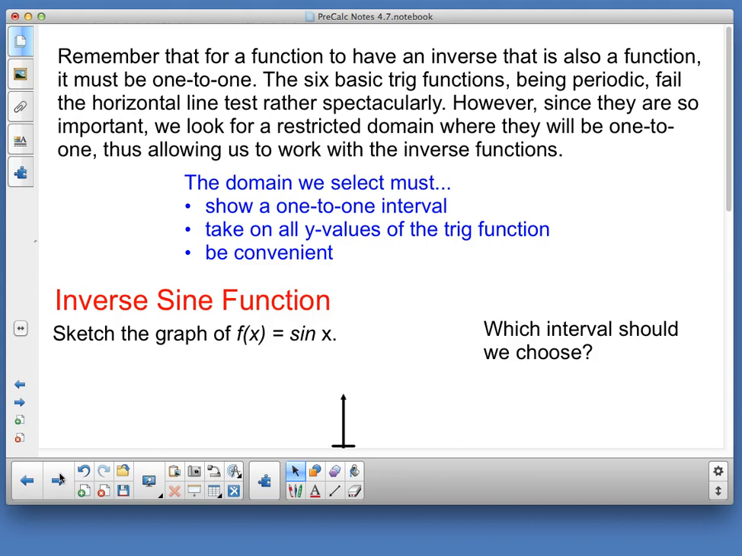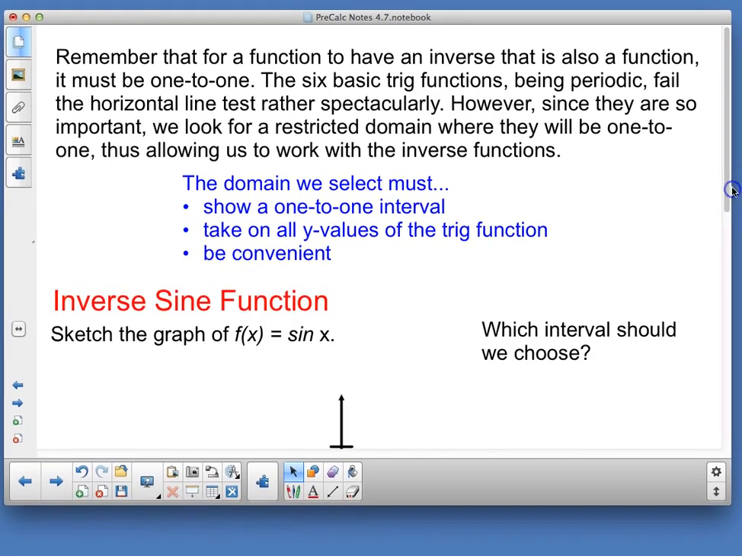Okay, and your calculator is already loaded with those inverse functions. So the domain that must be chosen shows a one-to-one interval. We know that the original function and its inverse, the reflection, are one-to-one, which means it passes the horizontal and vertical line tests. We take on all y values of the trig function. So we can't just say, oh, we can't do that particular ratio because that doesn't exist. We have to fit them all. And then we have to be convenient. It can't be way out in left field. We have to kind of know what's going on with it.